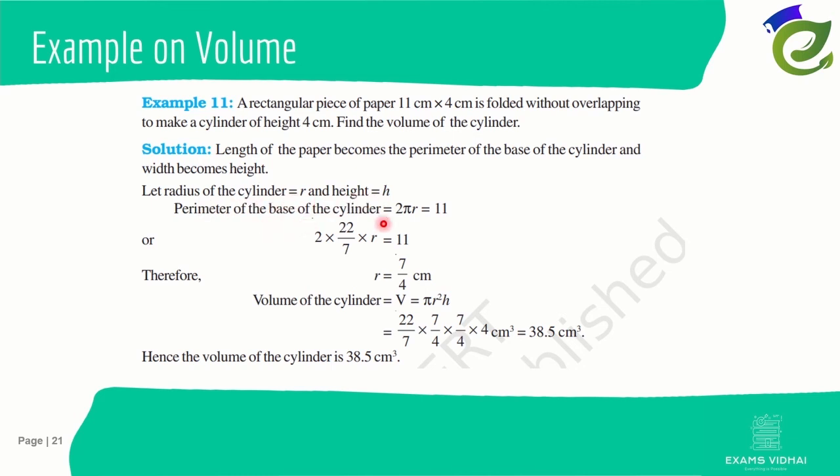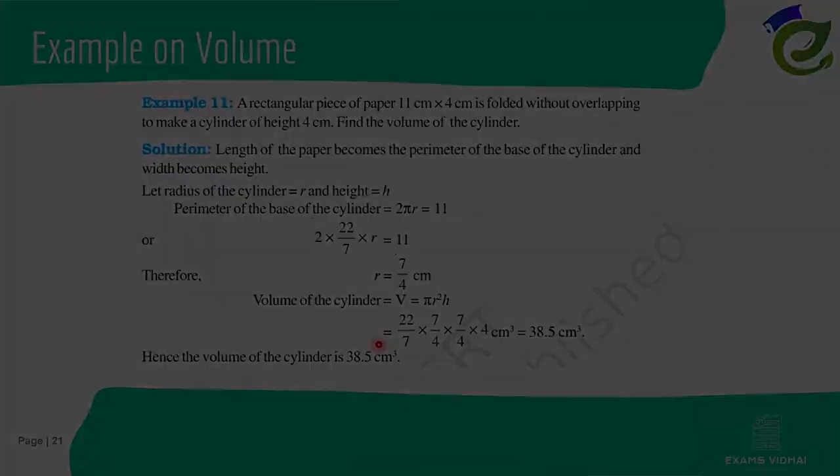Perimeter of the base of the cylinder is 2 pi r equal to 11. From the question 2 pi r equal to 11, we can find r equal to 7 by 4 cm. We all know that volume of a cylinder V is pi r square h. By substituting the values of r and h in this equation, we find the volume of the cylinder is 38.5 cm cube.